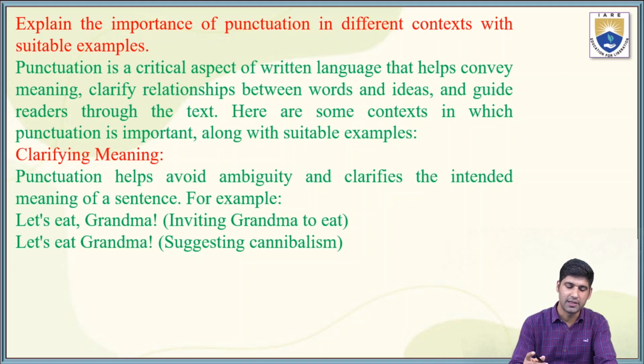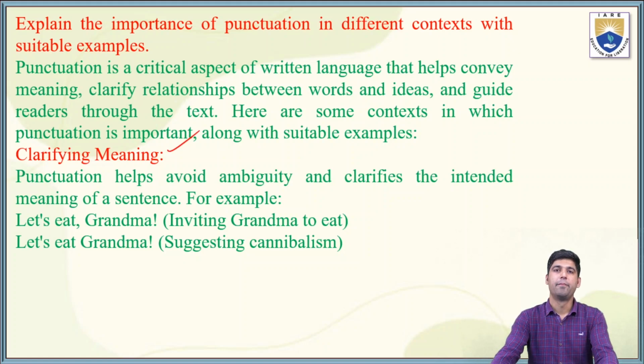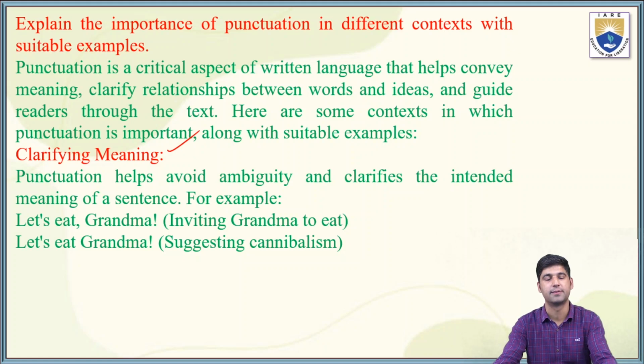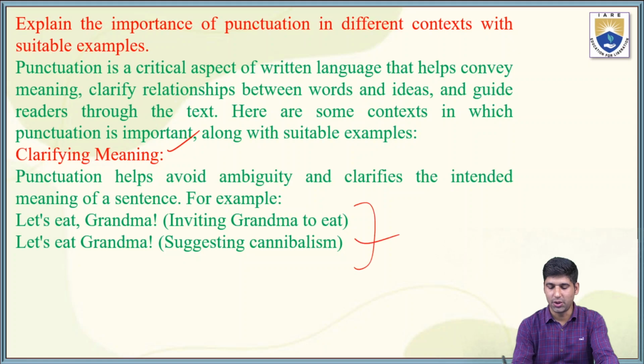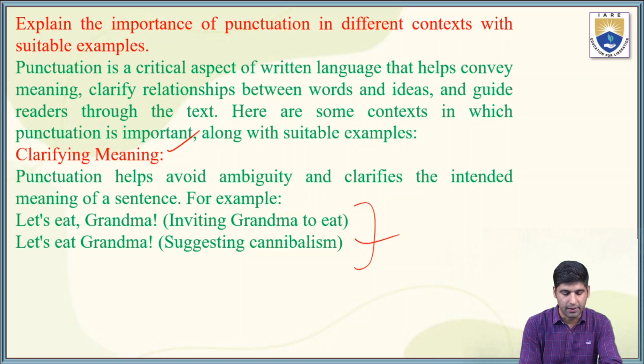The first function of punctuation, the first importance, is clarifying meaning. Punctuation helps avoid ambiguity and clarifies the intended meaning of a sentence. I have two examples I'll show you. First I will tell you what I mean by clarifying meaning. Punctuation marks help a writer to avoid ambiguity and clarify the intended meaning of a sentence. For example, see the first example: let's eat, grandma.